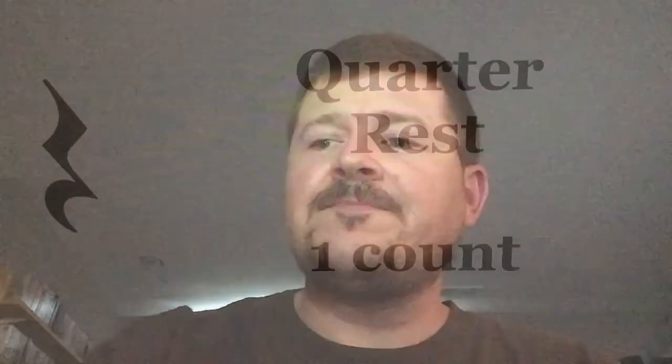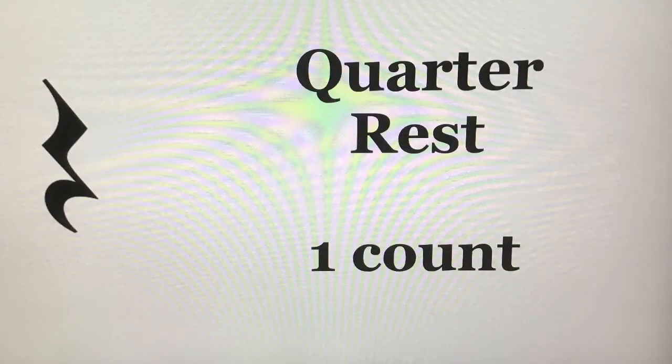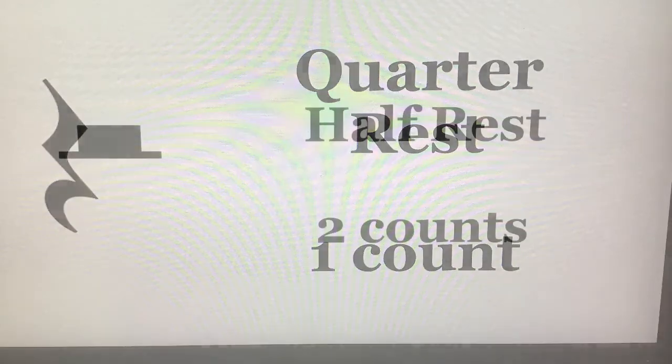R-E-S-T, rest. The first type of rest we're going to talk about today is called the quarter rest. You see the symbol on the left part of the screen. It kind of looks like a fancy Z or an S, and it lasts for 1 count. So that would replace what a quarter note would be. Instead of sizzling for that count, you're just silent for that count. But your foot would still tap, because it taps on every count.